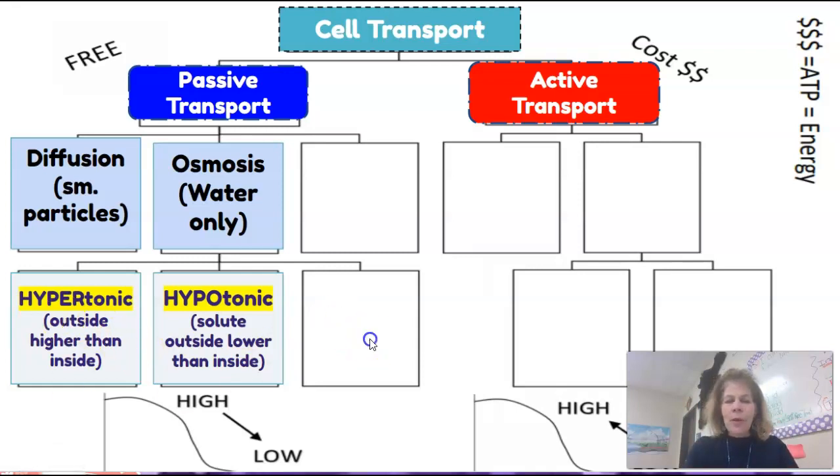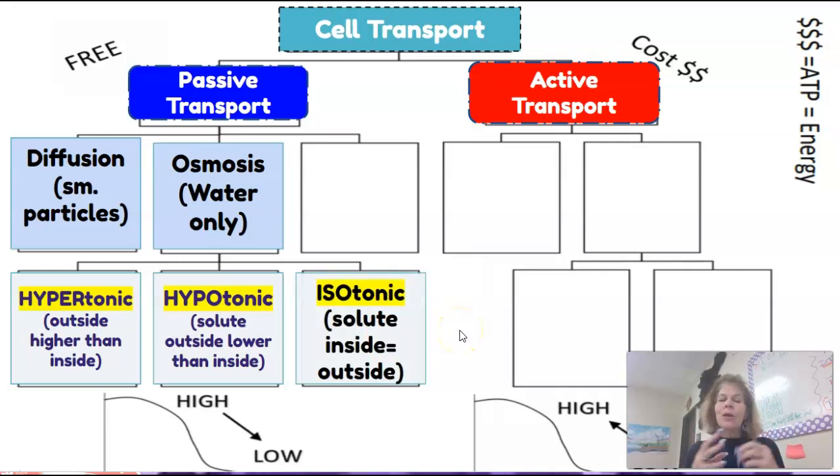to seek its balance, we have equal. So isotonic. The solute inside equals the solute outside. So there really won't be any movement because it's balanced. There is no high or low. And if you think of it, in math, isosceles triangle means every side is the same length, every angle is the same measurement. So iso means equal. So we're moving small particles from high to low. We have water that's moving from high to low, no energy. So what else is there?